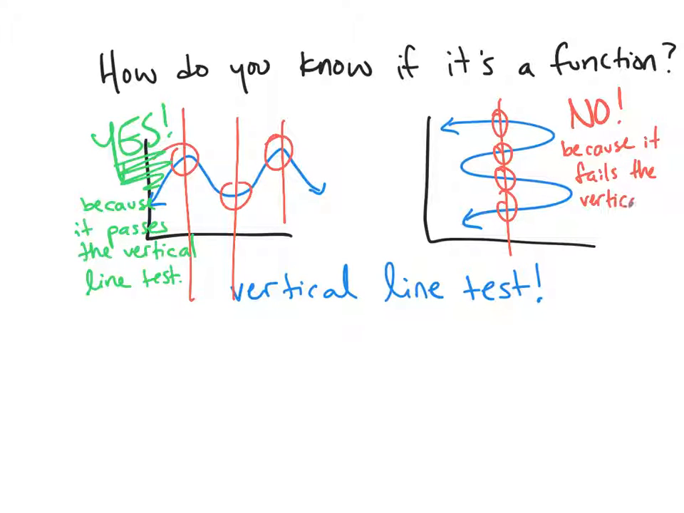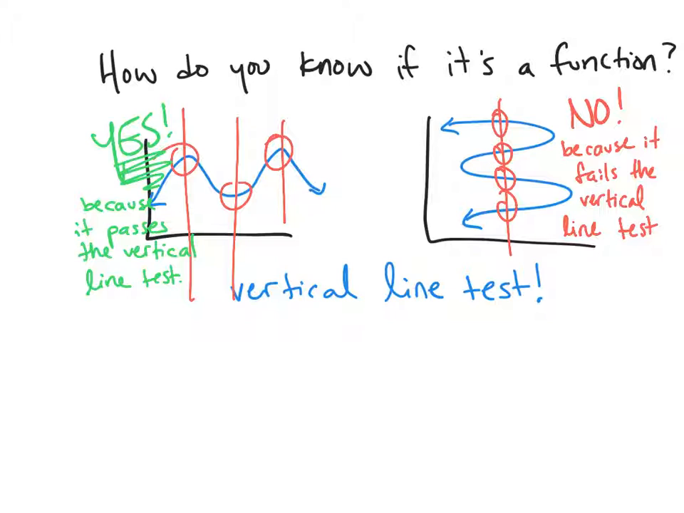For your communication grade on this little mini quiz next class, you do need to be able to explain to me how you know it's not a function. So don't just say yes and no. Tell me, yes, it is a function because it passes the vertical line test, or no, it's not a function because it fails the vertical line test. Okay, so that is the vertical line test. If it only hits once, we're good.